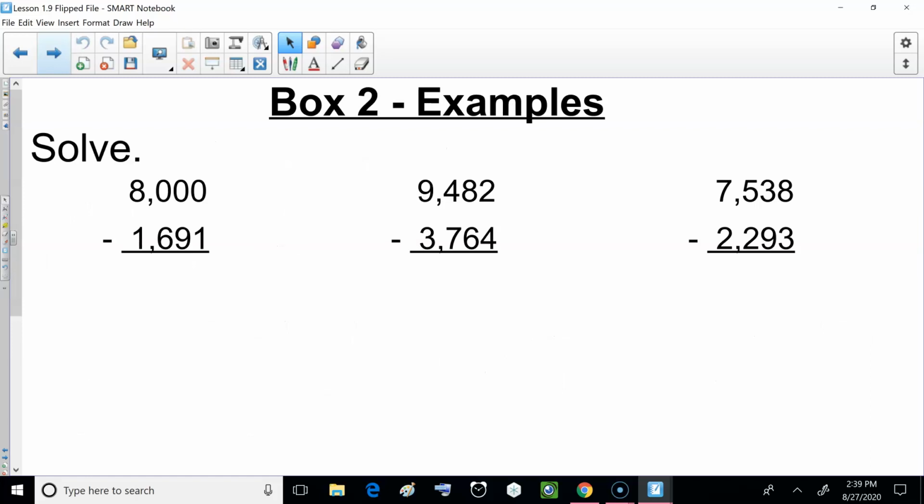Box 2 examples. So how do we subtract? Using that strategy, well, if we look at first off all of these examples, the bigger number is on top. That's going to help us out as we go through these problems. We'll start with the first one, 8,000 minus 1,691. In the ones place value, we have 0 on top, we have 1.